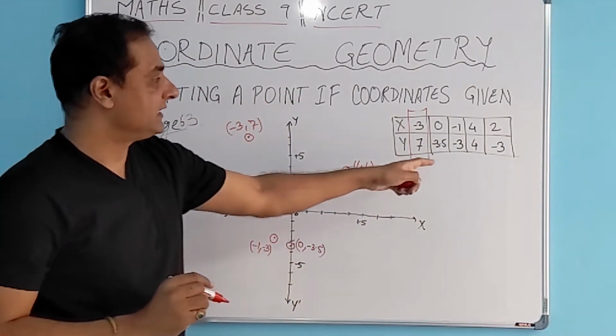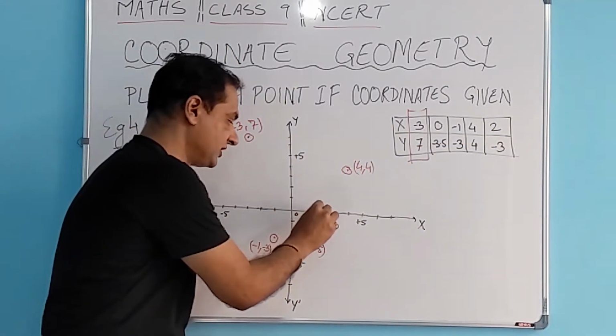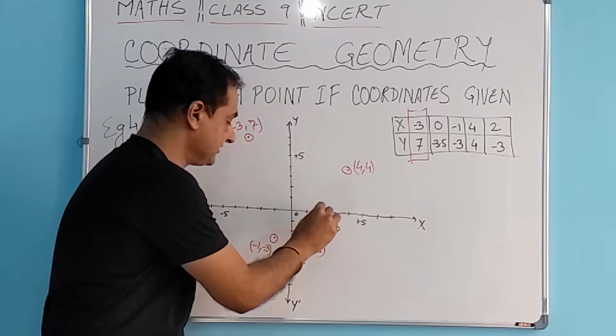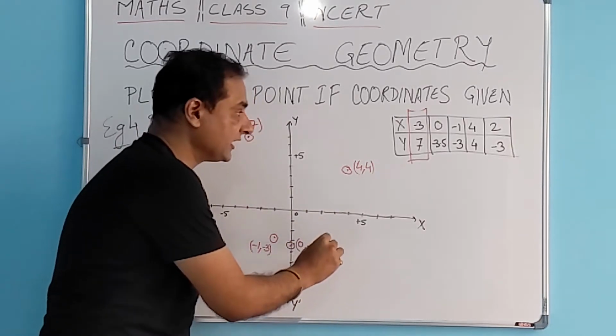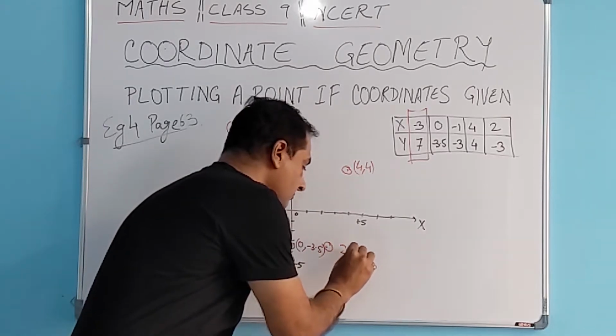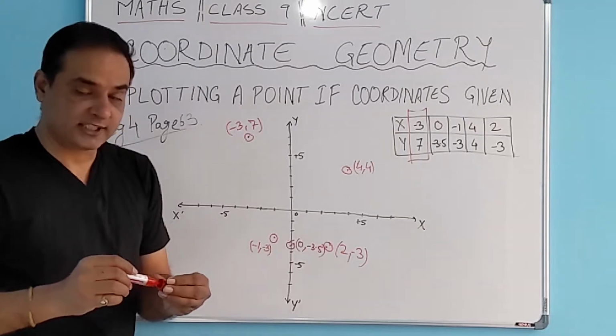Final point in this example, 2, minus 3. 2, x coordinate, we go in positive direction, here we reach, and then it is minus 3. So we go down from here, and somewhere here we can plot our point. It is 2, minus 3. And we have plotted all our points.